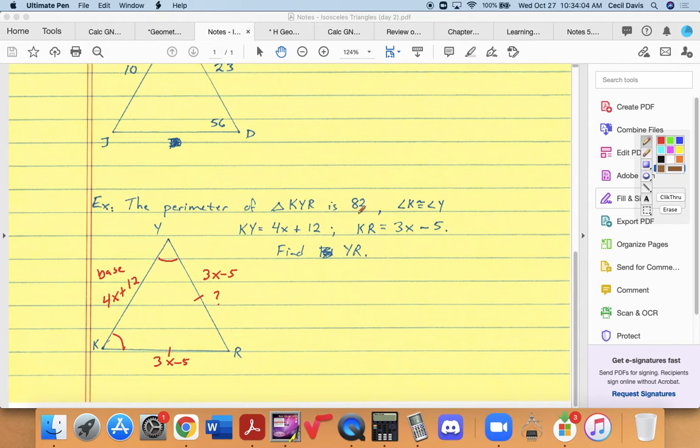Now the perimeter becomes important because the perimeter is the sum of all the sides. So the sum of all three of these sides is going to be 82. So 4x plus 12 plus 3x minus 5 plus another 3x minus 5 is equal to, not 180. You got to be careful about that. Students frequently want to make the sides of a triangle add up to 180. These sides add up to 82.